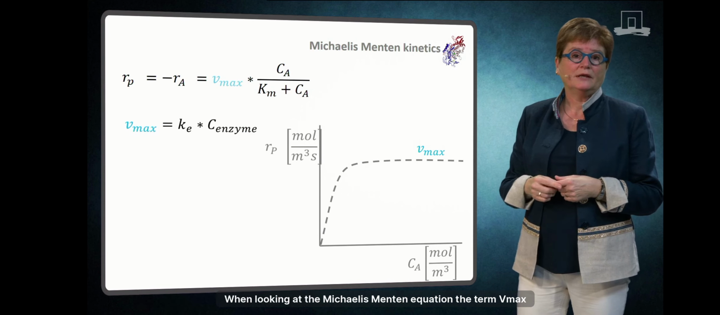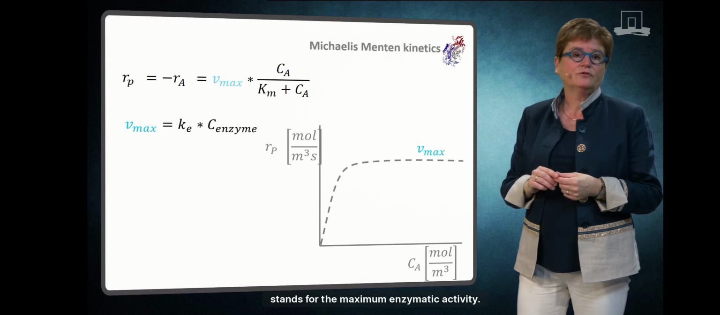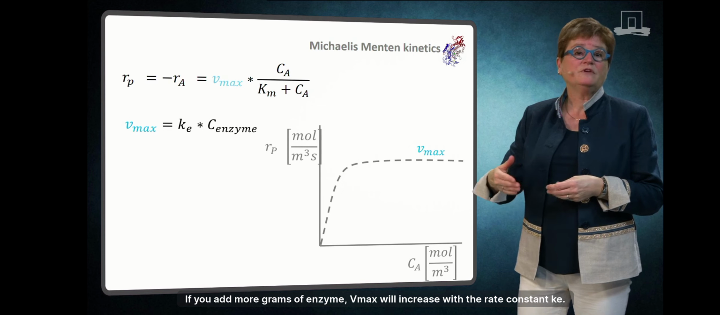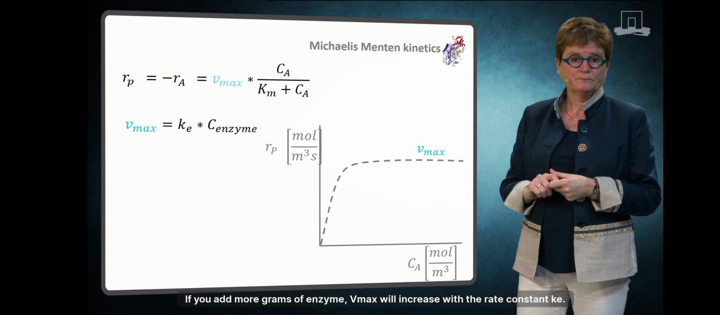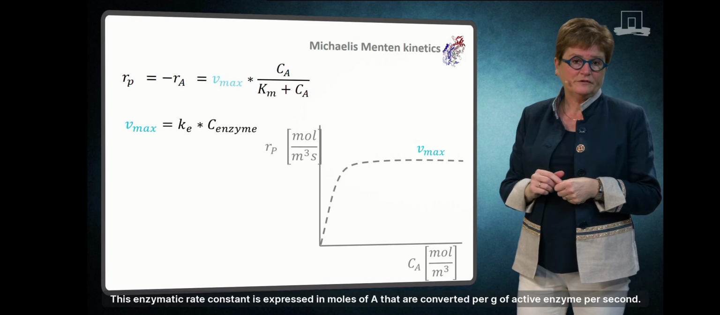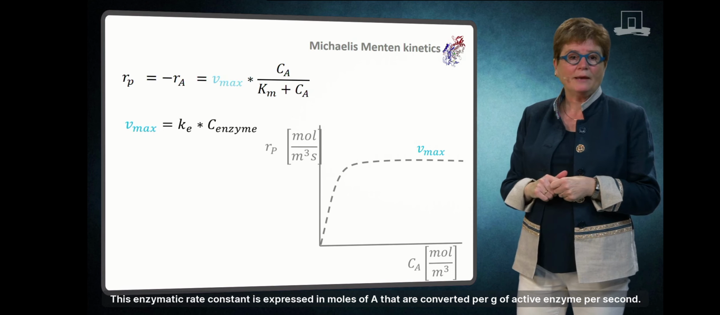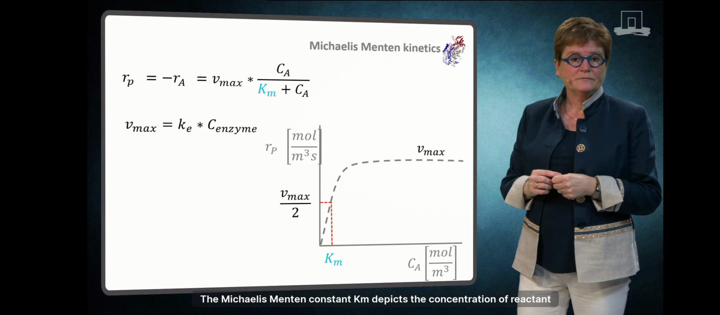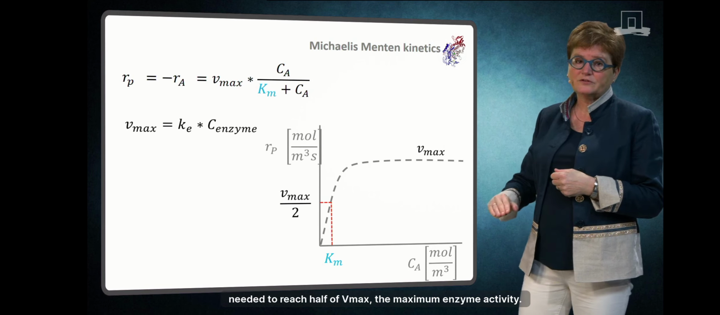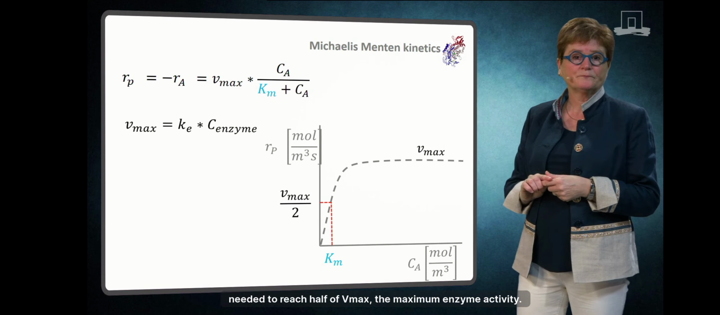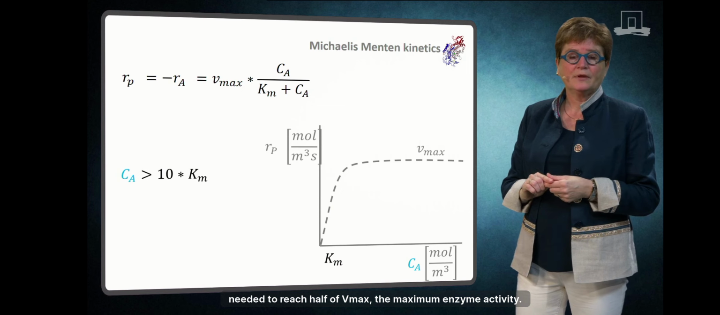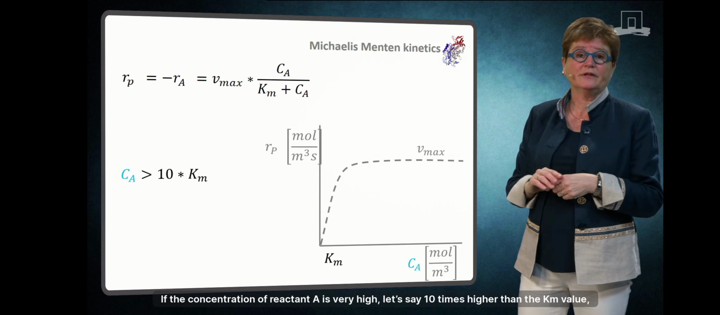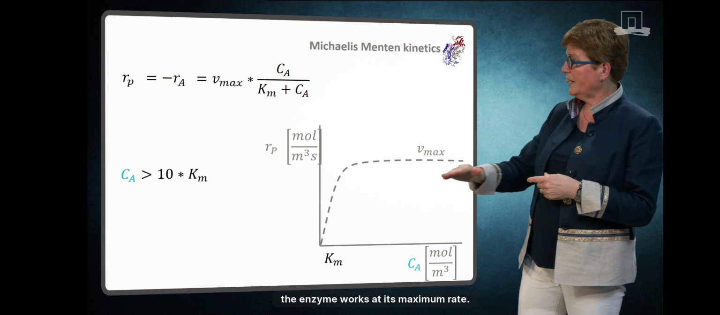When looking at the Michaelis-Menten equation, the term Vmax stands for the maximum enzymatic activity. If you add more grams of enzyme, Vmax will increase with the rate constant ke. This enzymatic rate constant is expressed in moles of A that are converted per gram of active enzyme per second. The Michaelis-Menten constant Km depicts the concentration of reactant needed to reach half of Vmax, the maximum enzyme activity. If the concentration of reactant A is very high, let's say 10 times higher than the Km value, the enzyme works at its maximum rate.